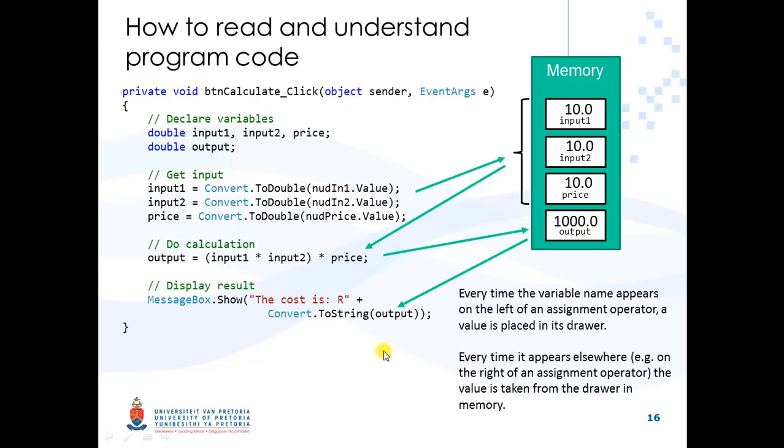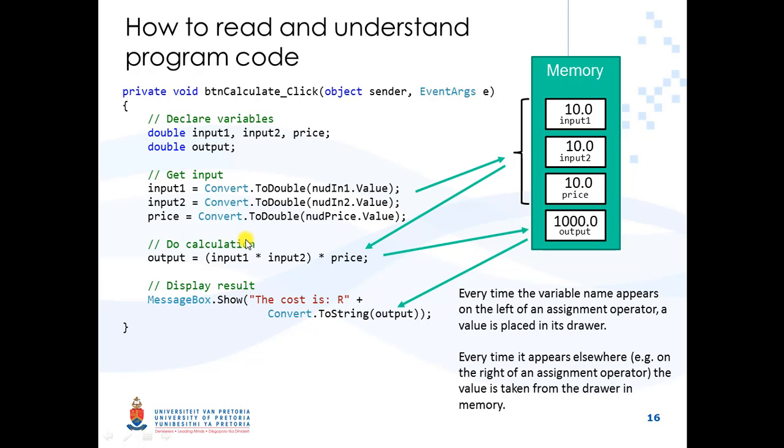Suppose our numeric up down 1 and numeric up down 2 each contain the value 10. What will happen when we get to this assignment statement is that the numeric up down value of 10 will be stored in input 1. Numeric up down 2's value will be stored in input 2 in memory. And numeric up down price, its value will be stored in the price memory slot, in other words, in the price variable.